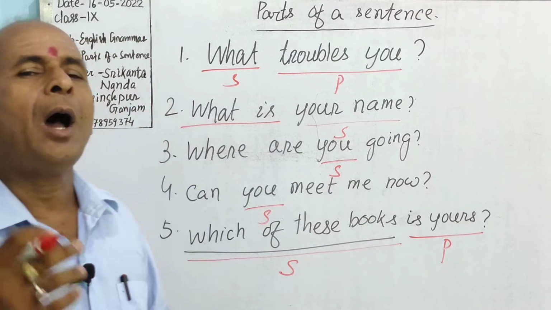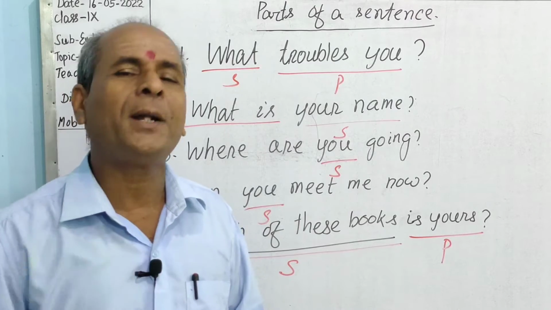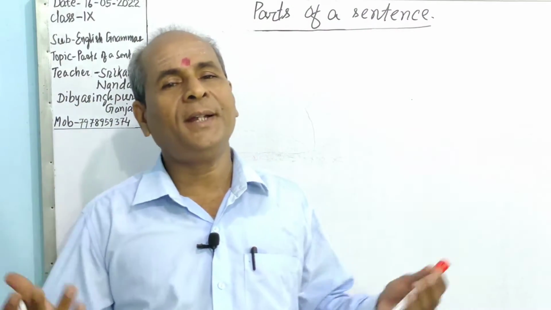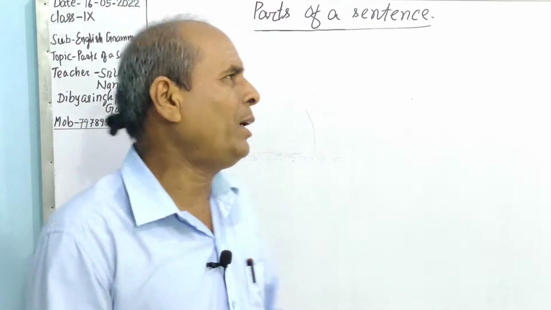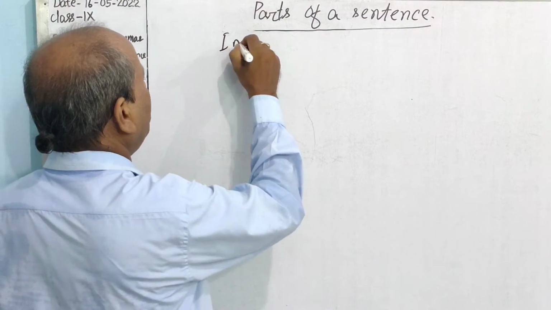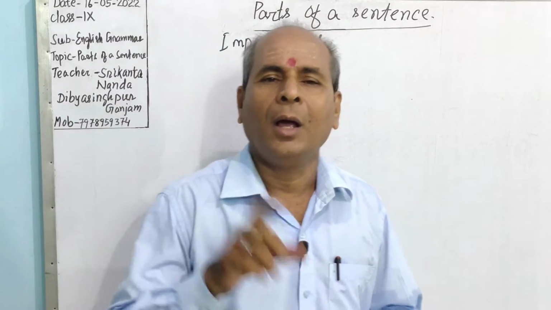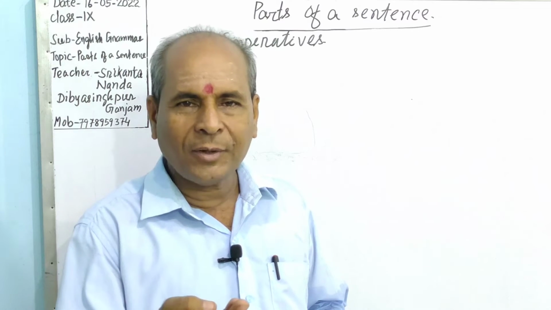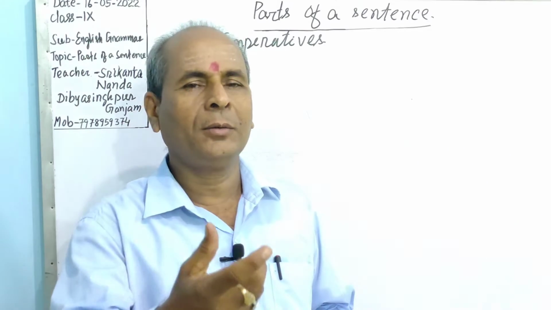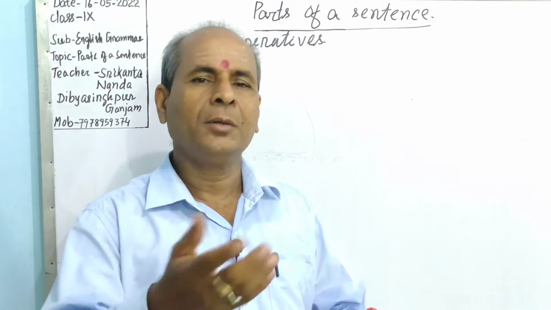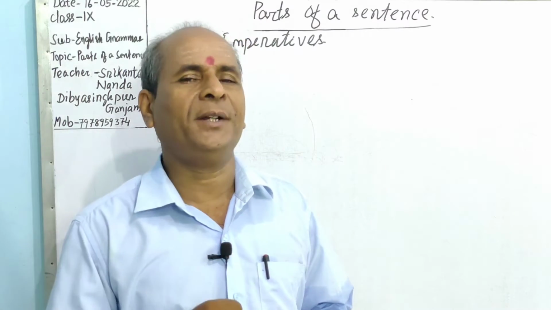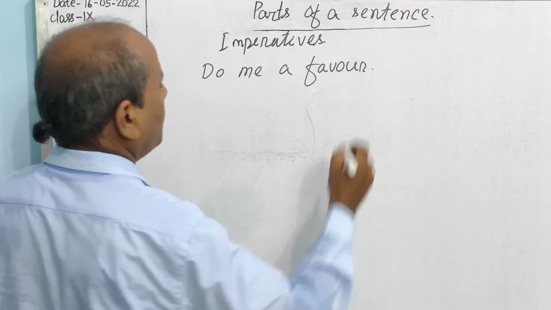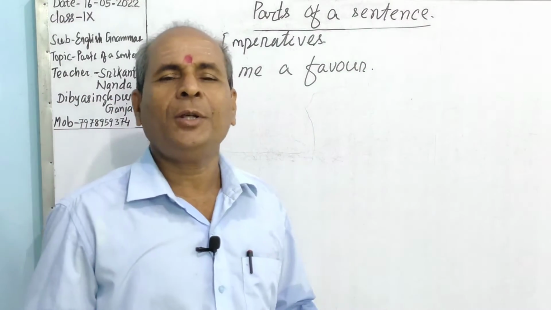Now let's discuss how we will find the subject and predicate in an imperative sentence. So what will be imperative? Imperative means advice, order, request, command, instruct. These are the imperative sentences. You see example, do me a favor. So do me a favor means you will help me.